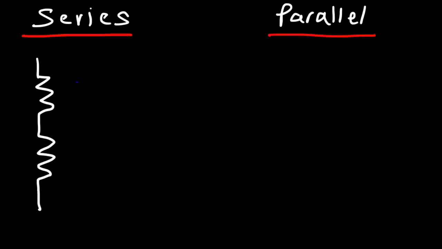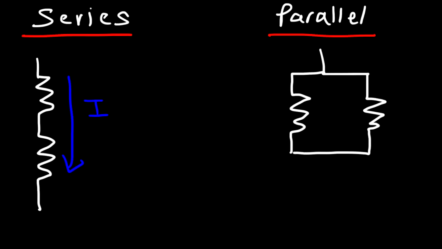Now, let's talk about series circuits and parallel circuits. What's the difference? Resistors connected in series only have one path for the current to flow. In this case, the current can only flow in this one path. It can flow up or down, but there's only one path for it to flow. In a parallel circuit, the current has multiple paths in which it can flow. So let's say the current is going in this direction. It can split off this way or that way. And so it has multiple paths in which it can flow.